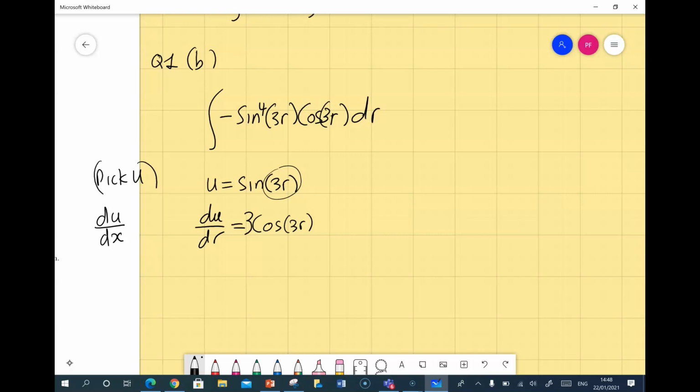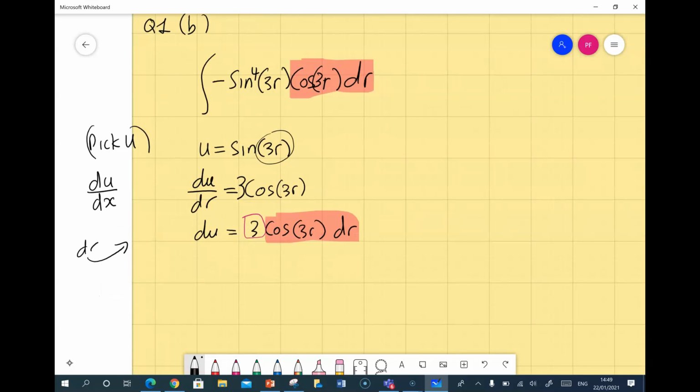The next step is bring the dr over. So du equals 3 cos 3r dr. Okay, now what we do is we check what's common. Cos 3r dr here, it's the same as up here. But what's not common is this 3. So it's multiplying. I don't want it because I have no use for it. So I'm going to bring it back over to divide. So du over 3 equals cos 3r dr.